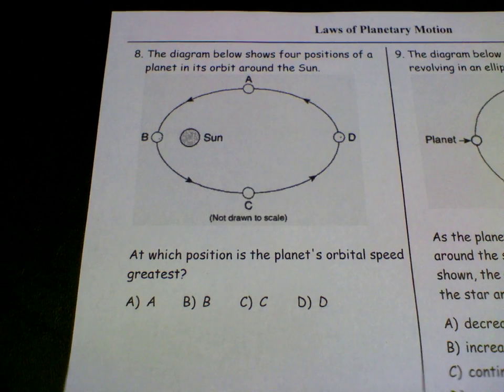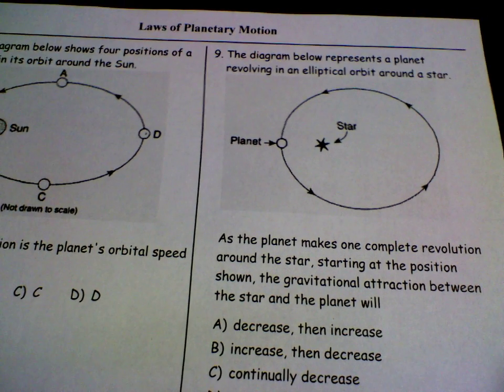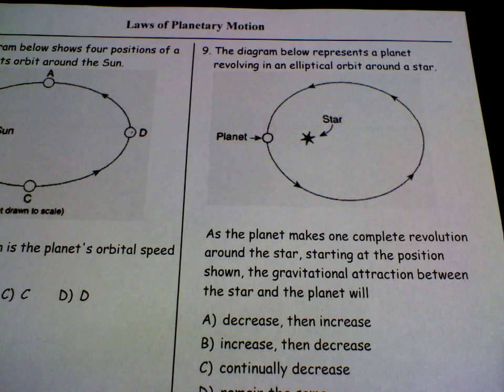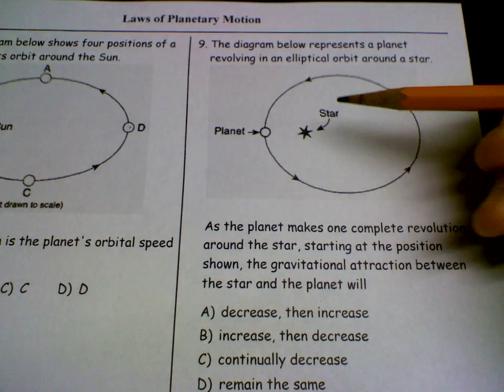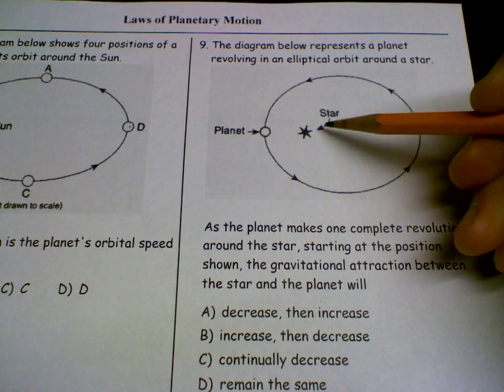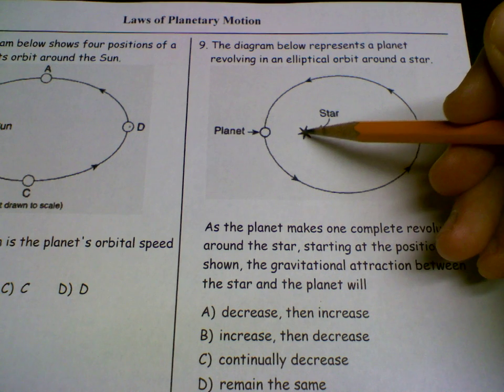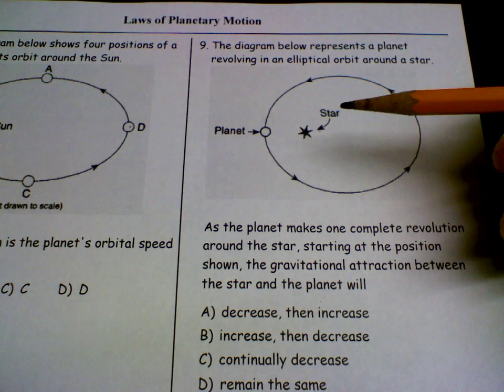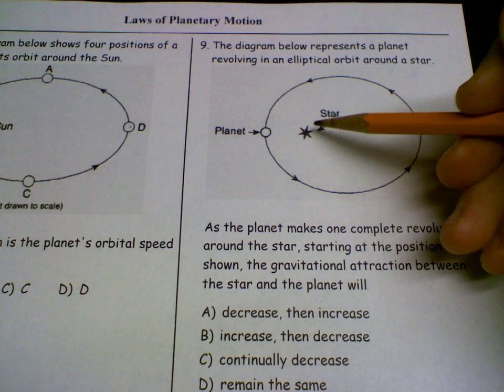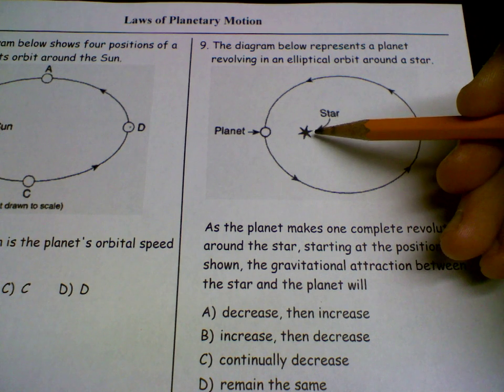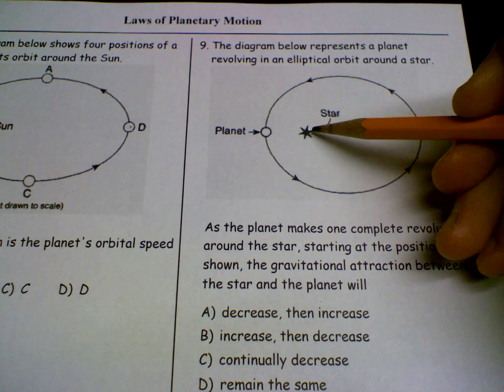All right, number 9. As the planet makes one complete revolution around the star, and this is what I was saying before, this would be like the sun. It could work in any solar system. We call that star in the center of the solar system, for us, the sun, but they could point out that this is any solar system, not even ours. All right, so here we go.